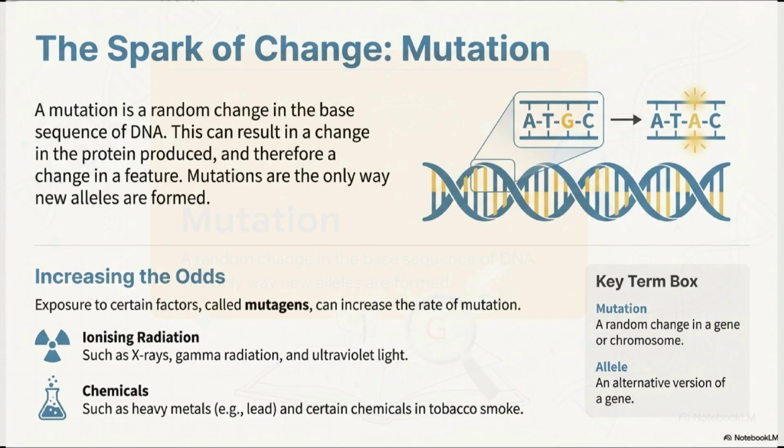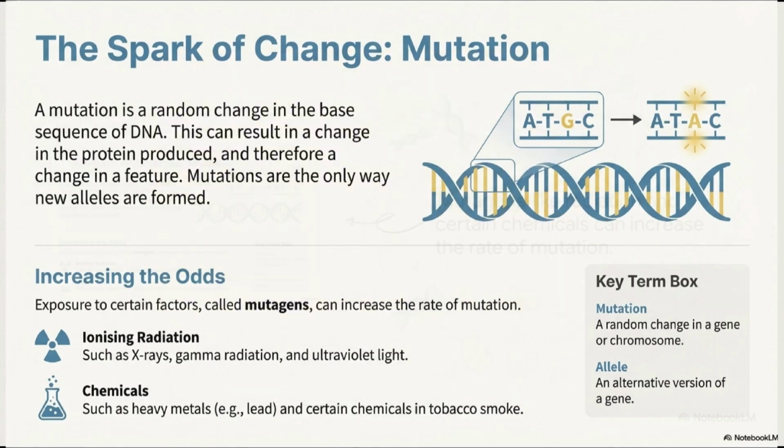But let's zero in on mutation for a second, because it's the ultimate source of everything new. A mutation is just a random change in the DNA sequence. The easiest way to think about it is like a tiny typo in the massive instruction book of life. Now, most of these typos don't do anything, or they're even harmful. But every once in a while, a typo creates something new and useful. This is the creative spark for all new traits. We're talking everything from a new eye color to how bacteria become resistant to antibiotics.